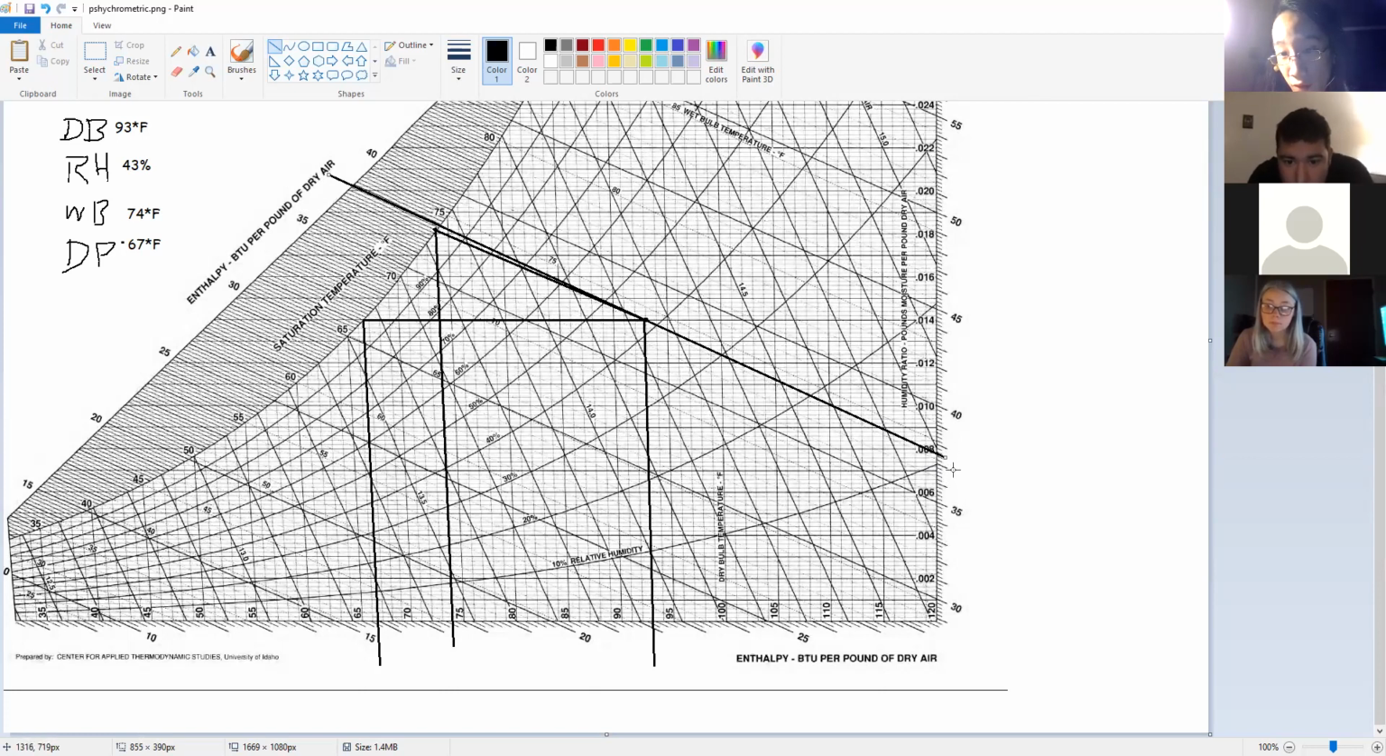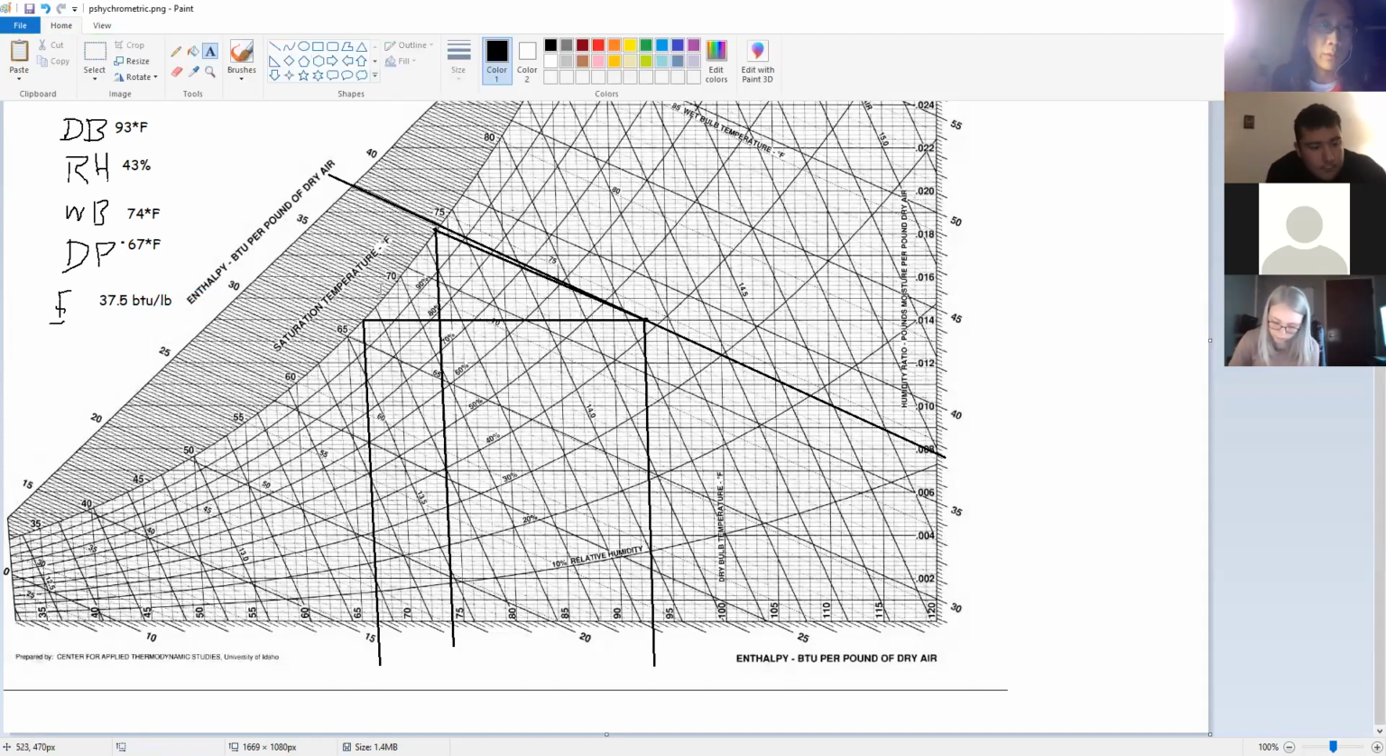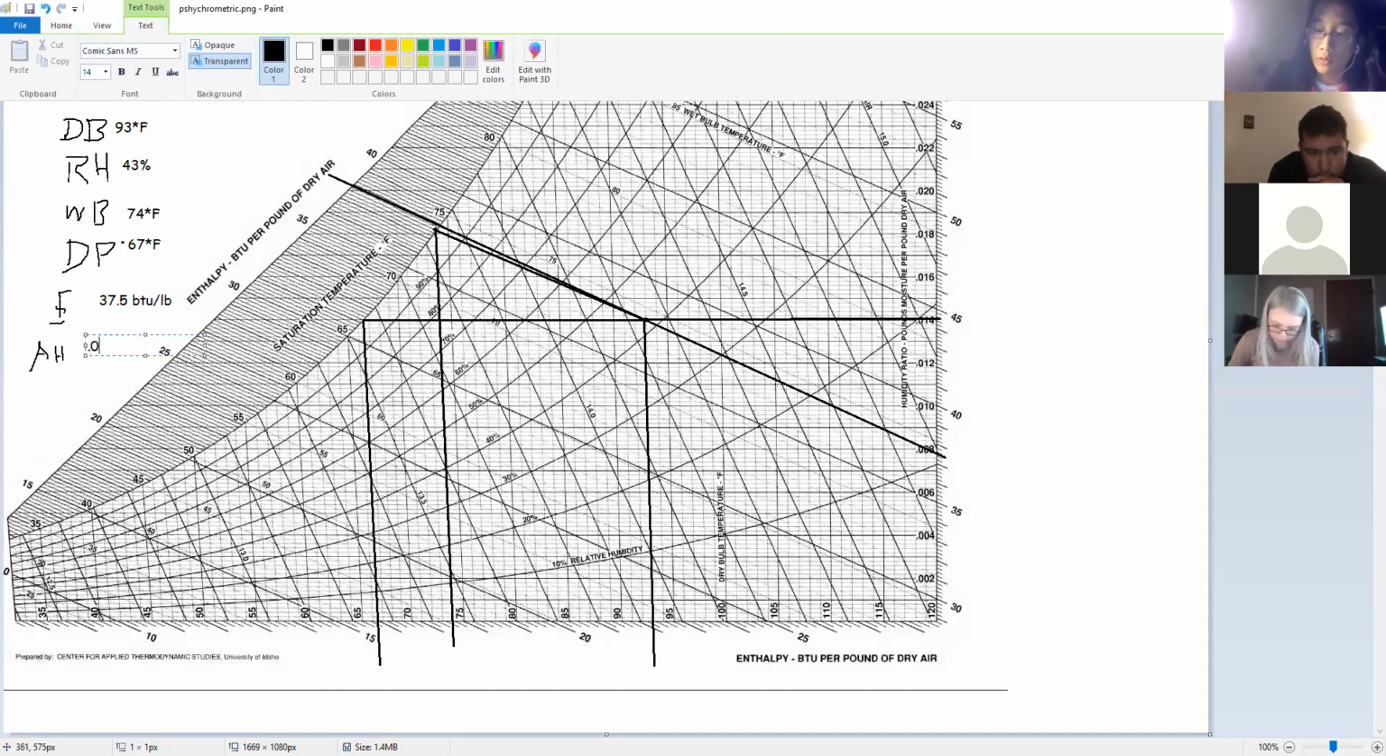35, 36, 37, 37.4 or 37.6, 37.5, just reading the tick marks. Enthalpy is 37.5 BTU per pound. And then one more, absolute humidity. You just go straight east: 0.014 pounds. So absolute humidity, 0.014 pounds. All right, cool. I think that's all you need to know.